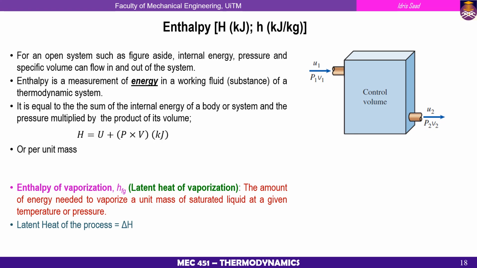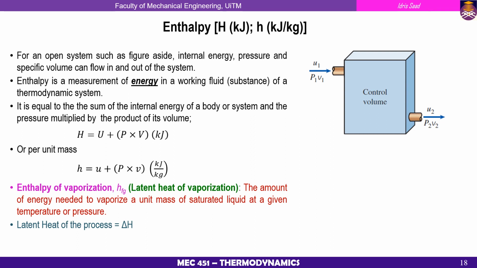Mathematically, it is written as H equals U plus P times V, in the unit of kilojoule. We can also write the enthalpy per unit mass as written here, in the unit of kilojoule per kilogram. Now, the unit of enthalpy is per kilogram. Recall the topic of property of a system in video chapter 1 part 2. This is actually the specific properties. It is called the specific enthalpy.